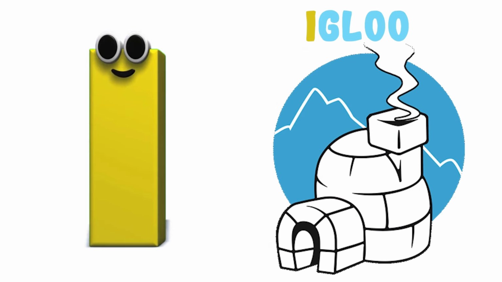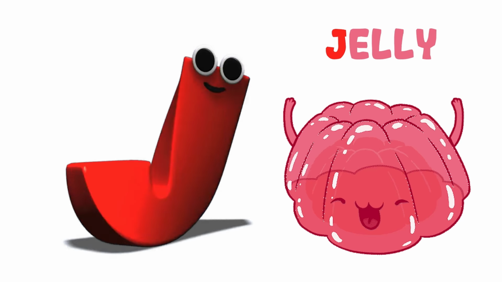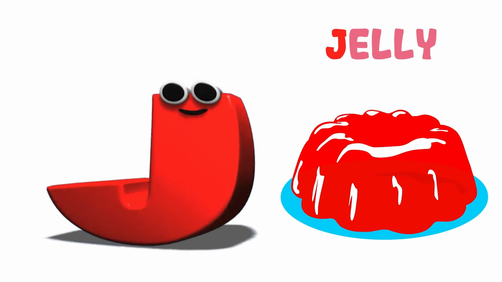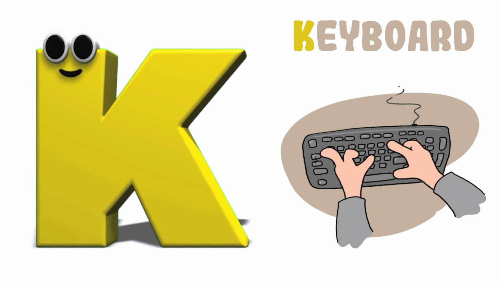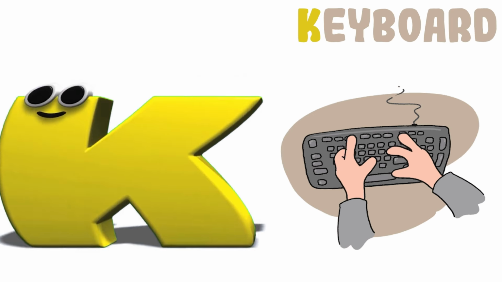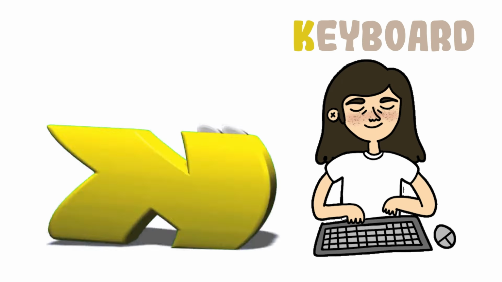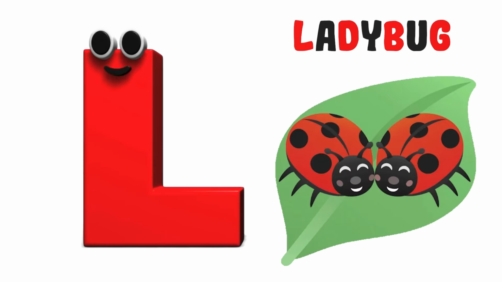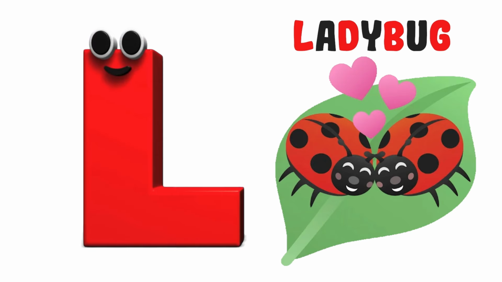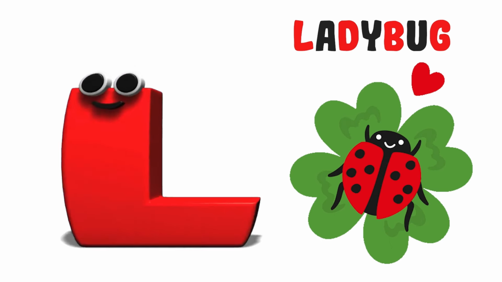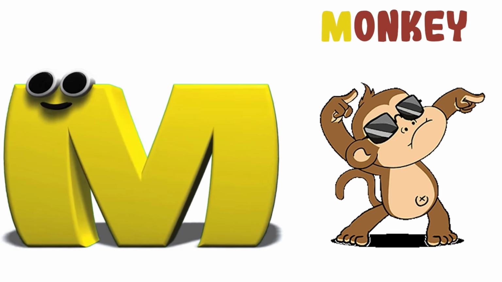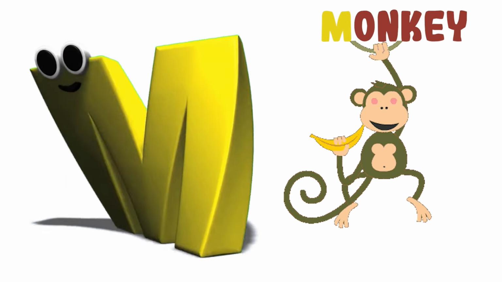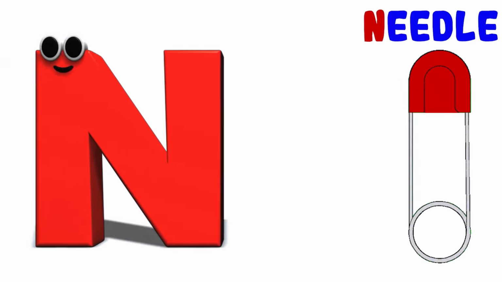I, igloo. J is for jelly, j, j, jelly. J, jelly. K is for keyboard, k, k, keyboard. K, keyboard. L is for ladybug, ladybug. L, ladybug. M is for monkey, monkey. M, monkey. N is for needle.